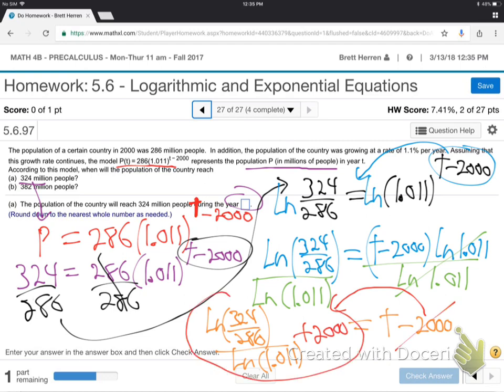Type that into your calculator and you'll get an answer. I don't have time. I want to move on to the financial applications. So type that in, whatever the answer is. Well, here, maybe I could do it real quick.